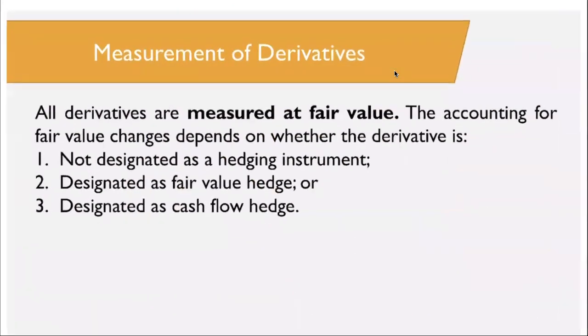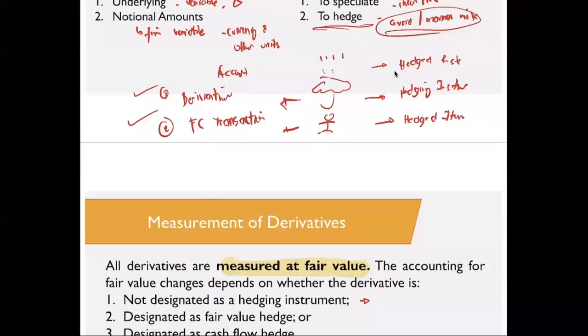So how do we account for your derivatives? The measurement of your derivatives: all derivatives are measured at fair value because generally your derivatives are accounted under fair value hedge. The accounting for fair value changes depends on whether the derivative is not designated as a hedging instrument, designated as a fair value hedge, or designated as a cash flow hedge. If it's not designated as a hedging instrument, what do we call this type of derivative?